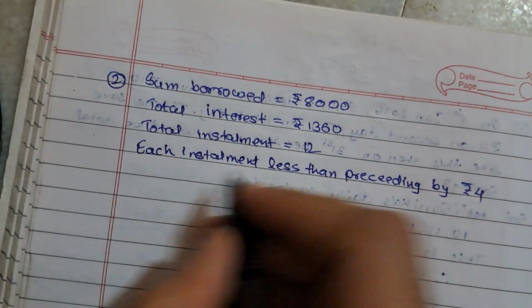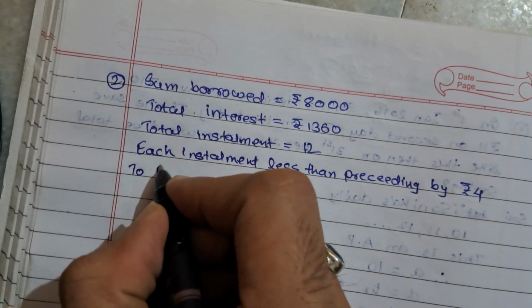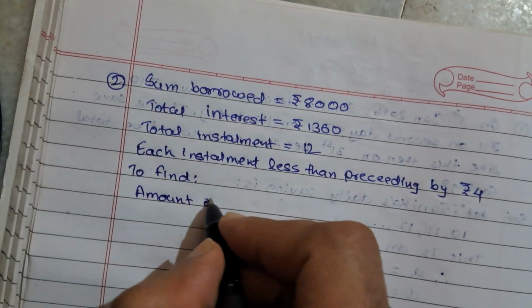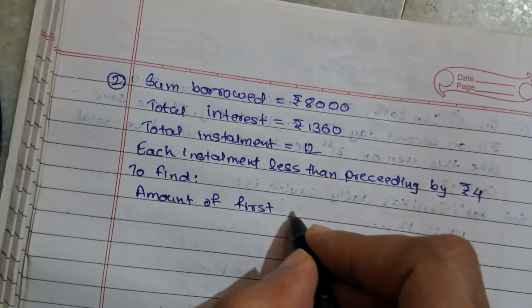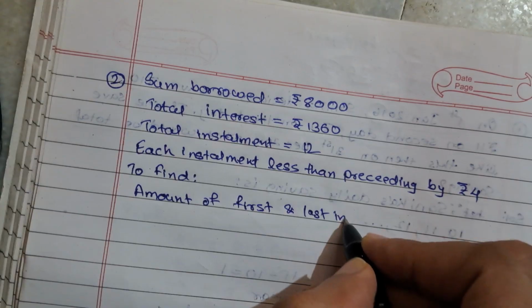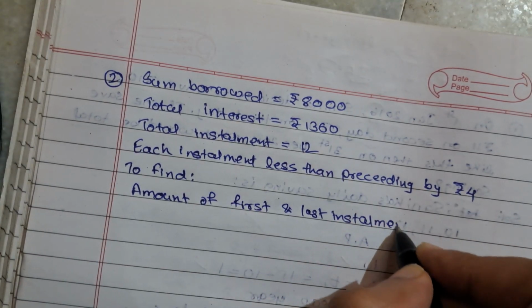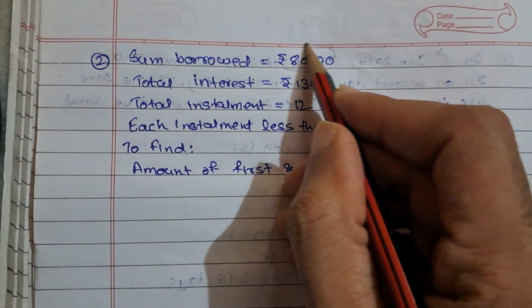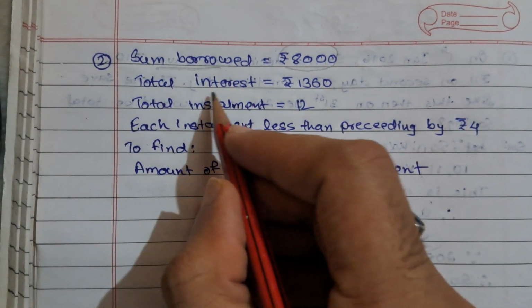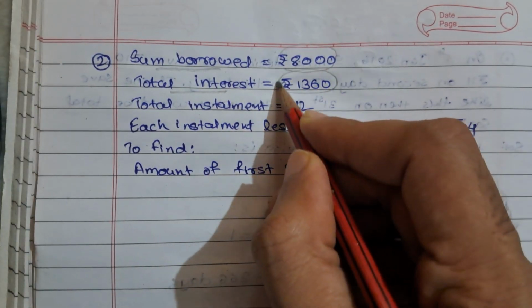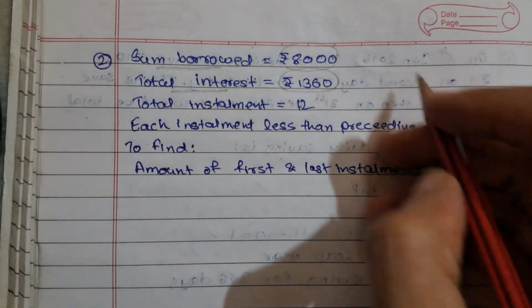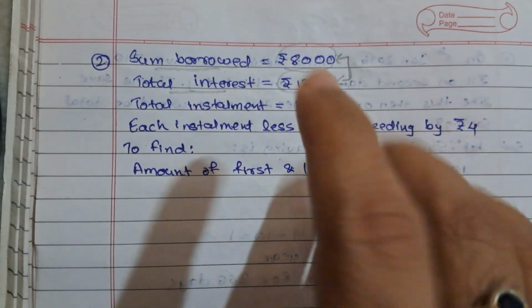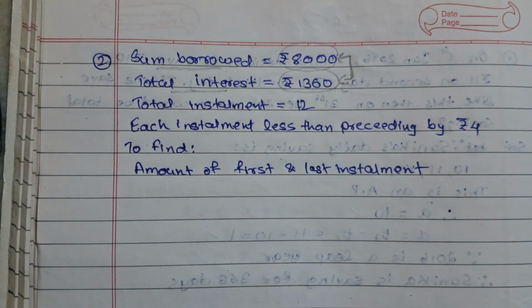So let me keep the book aside, and let's write what I need to find. To find the amount of first and last installment. Clear? So let's begin the sum. Let's understand what it means. 8,000 rupees is the amount that he borrowed, and he is trying to pay a sum of 1,360 as interest. That means the total amount he will be paying back to the person from whom he borrowed is an addition of both these numbers, right?